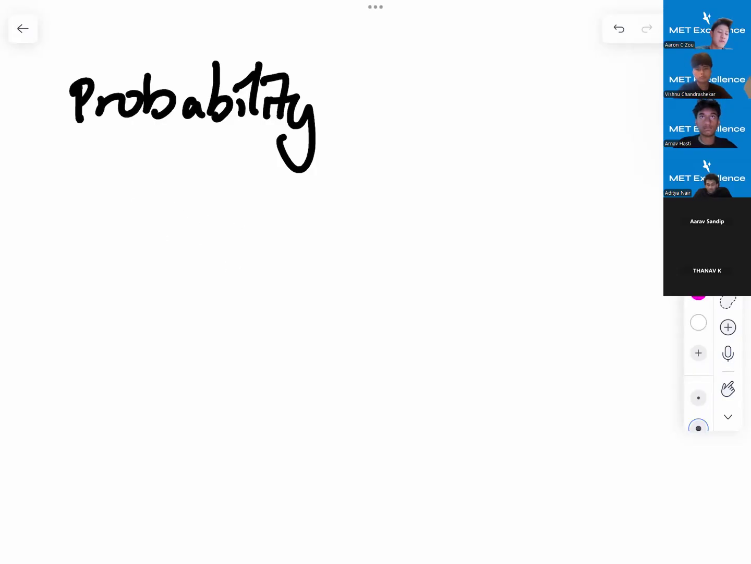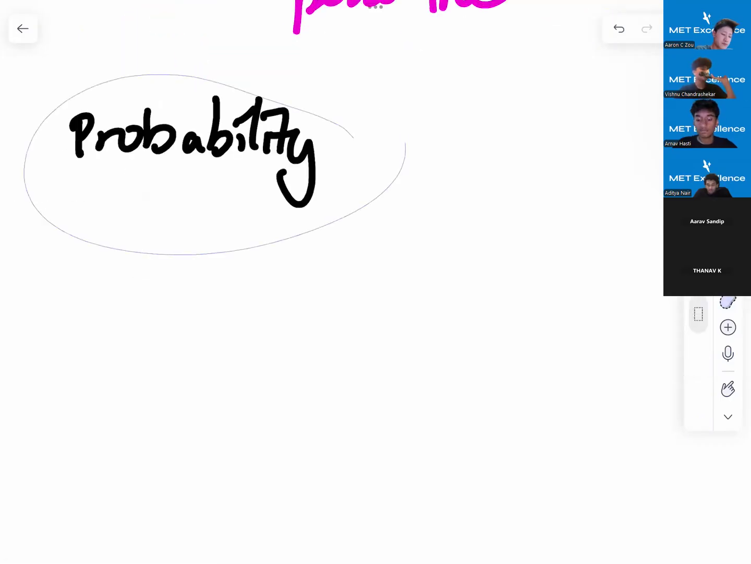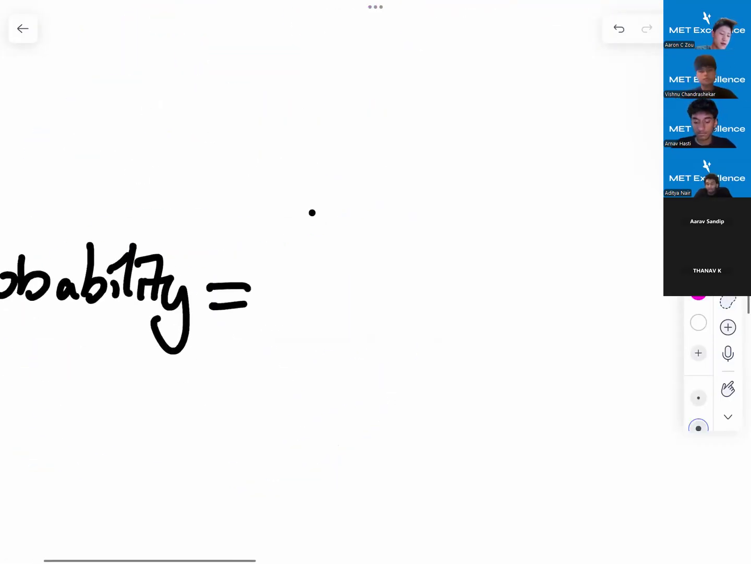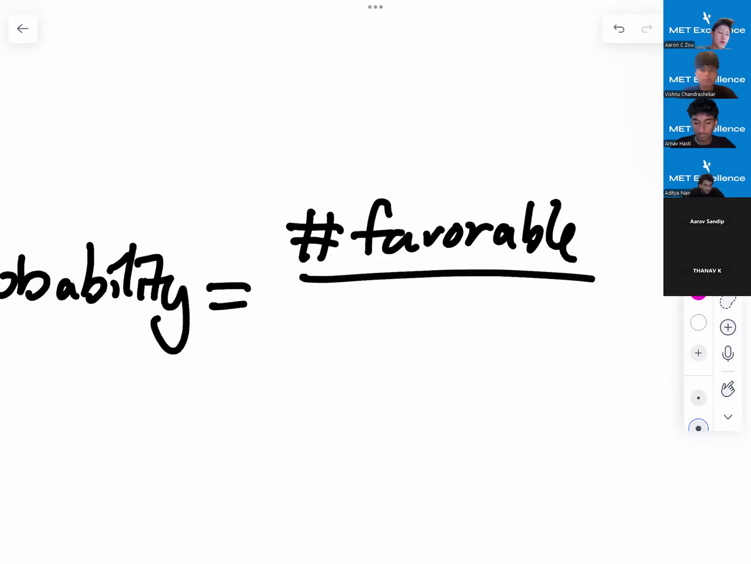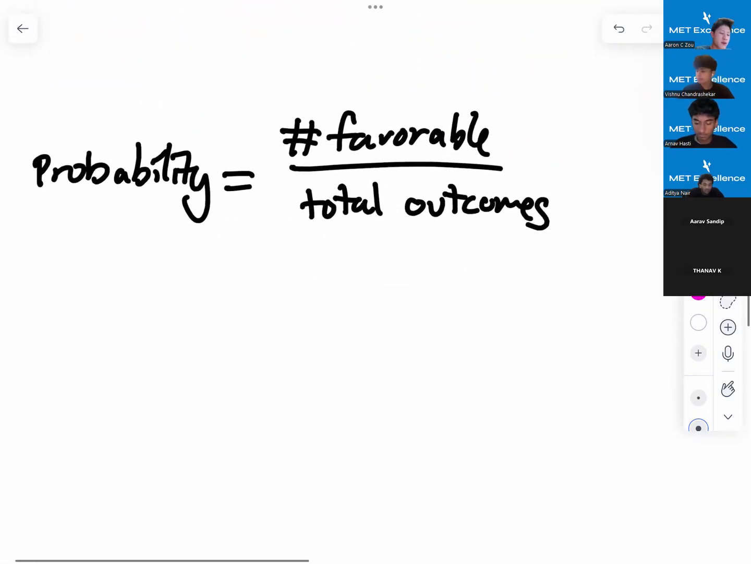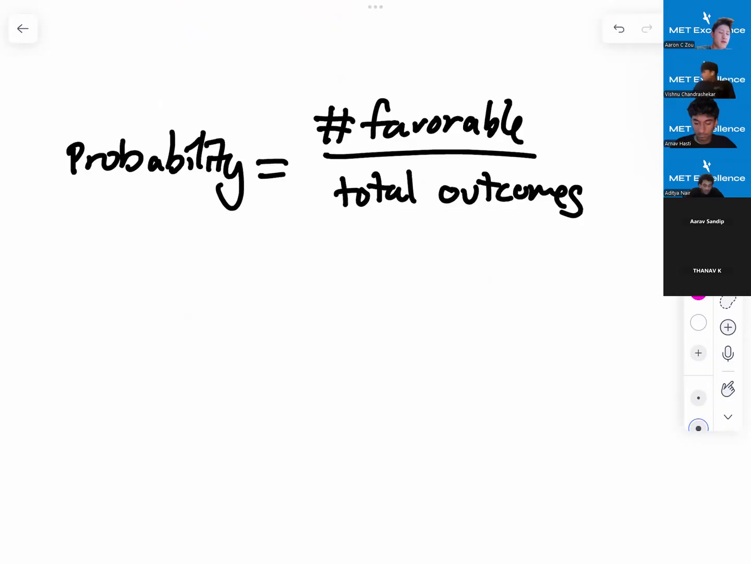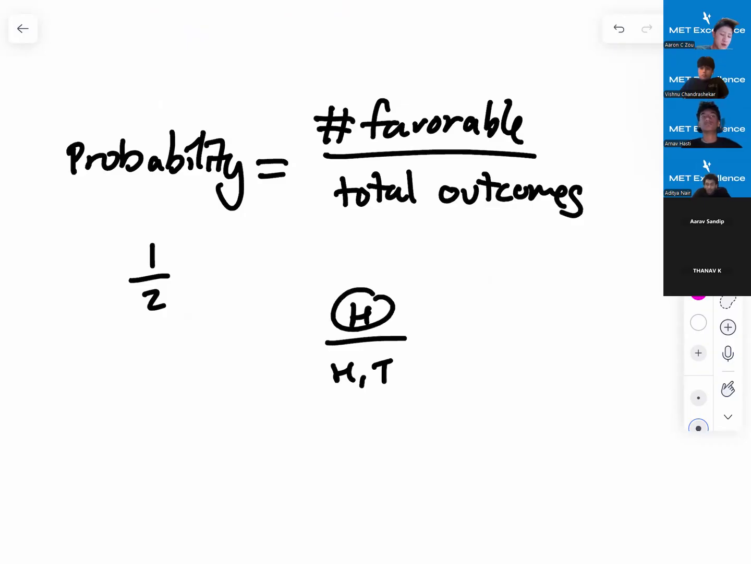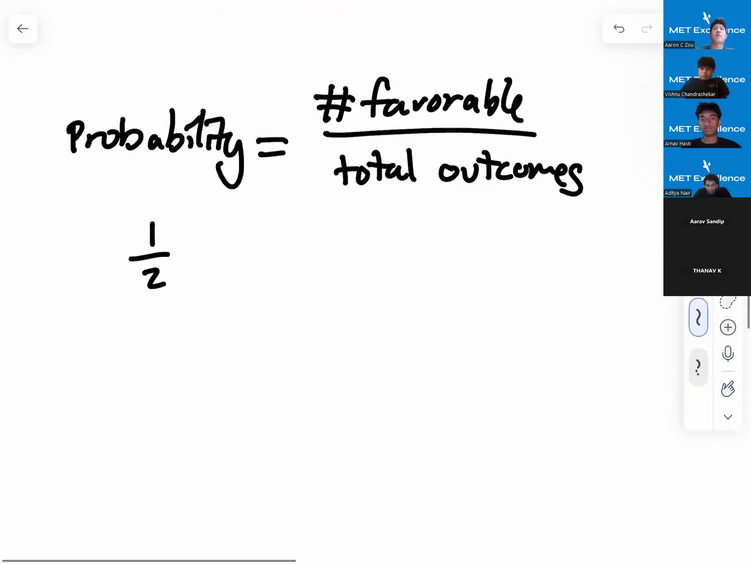So to calculate probability, the formula is the number of favorable outcomes, or the outcomes you want, over the total amount of outcomes. So for the coin flipping example, the probability of flipping a head would be 1 over 2 because the coin can be heads or tails. So this is one outcome that we want over two possible outcomes. So the probability is 50%, as you guys may know.